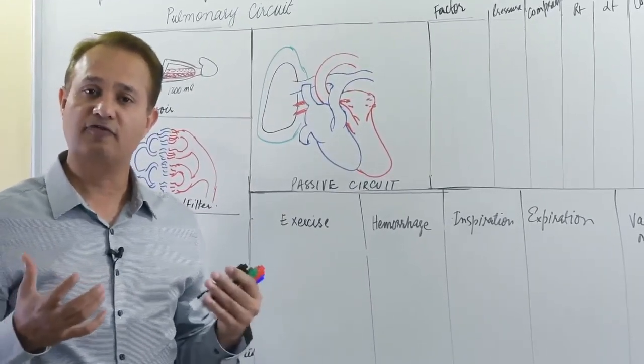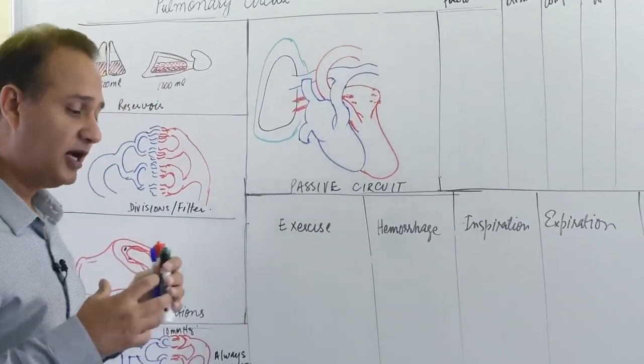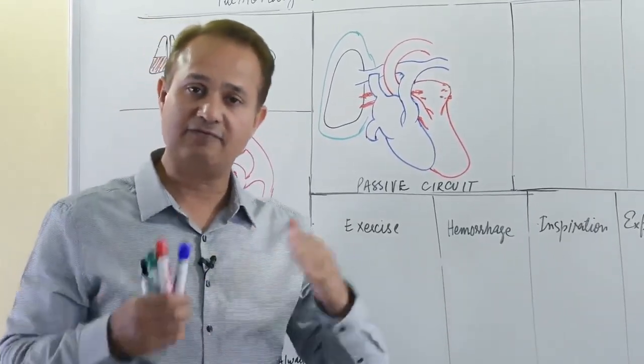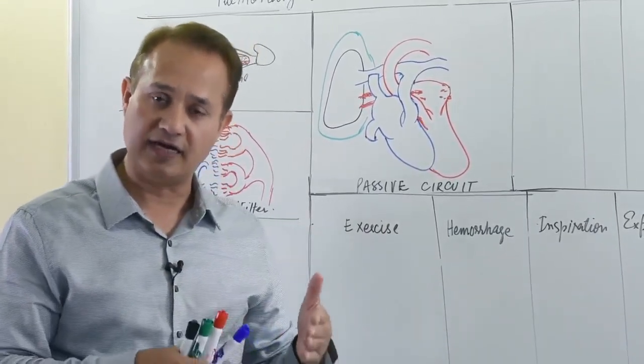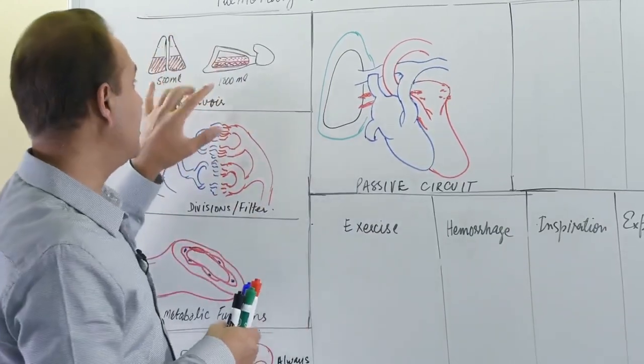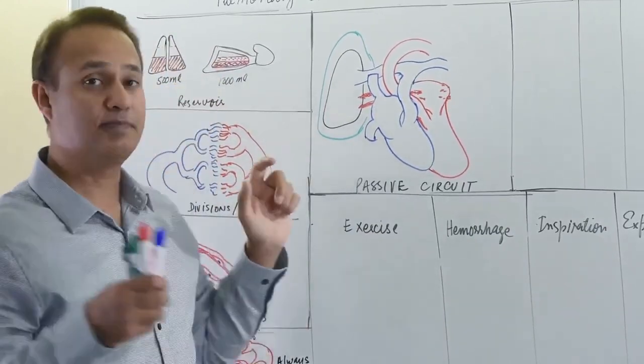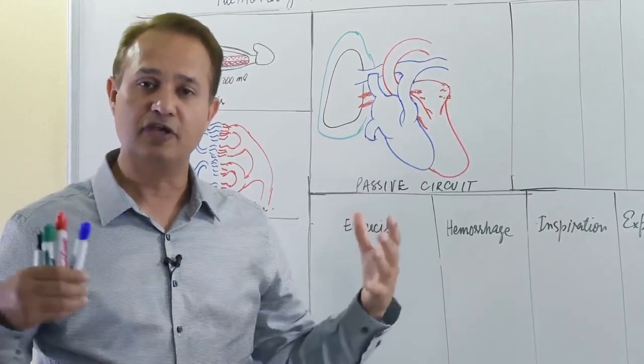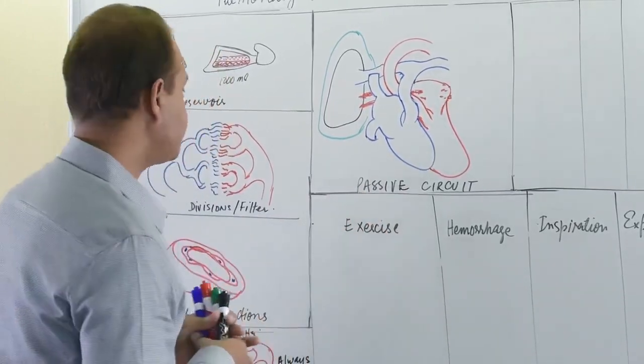So that is the reservoir function of the lung vasculature, not the lung itself. You can't have blood inside the lung alveoli. That would be a problem. This is the blood present in the pulmonary vessels, that is arteries, arterioles, capillaries, venules, veins, and so on.